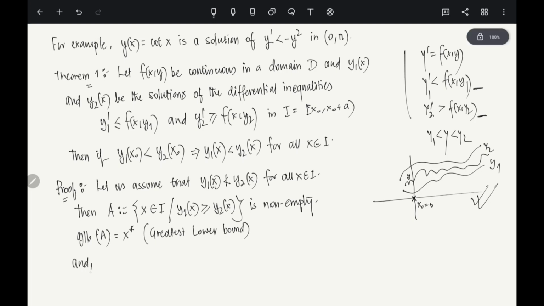And you also know that x naught, so what is the relation between x naught and x star? x naught is strictly less than x star. Why? Because at the point x naught, y1 of x naught is strictly less than y2 of x naught. Clear? So x star has to be greater than x naught, right? And what happens to y1 and y2 at the point x star? Since it is GLB, y1 at the point x star equals y2 at the point x star. It has to be, right, because y1 and y2 are continuous functions.